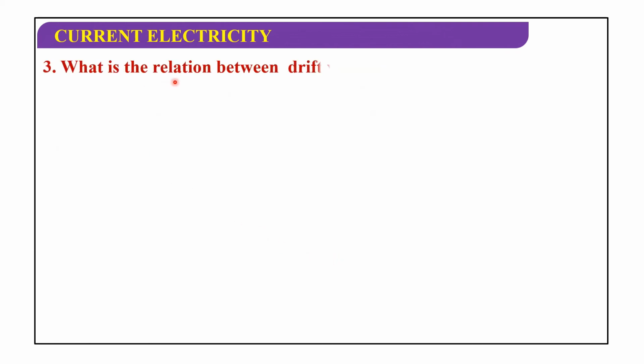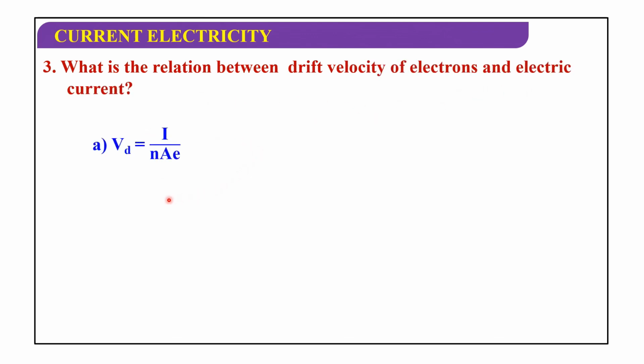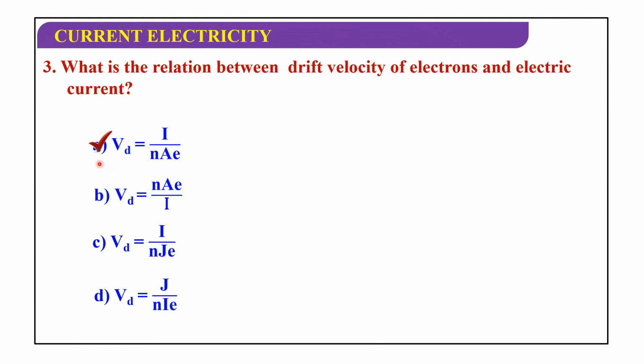What is the relation between drift velocity of electrons and electric current? Vd is equal to I by nAe, Vd is equal to nAe by I, Vd is equal to I by nJe, and Vd is equal to J by nAe. So among these, which is the relation between drift velocity of electrons and electric current? That is Vd equals I by nAe. So the first option is correct.